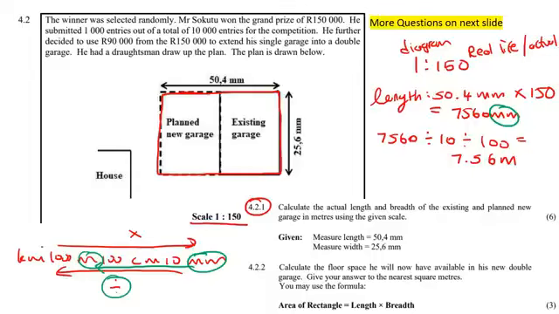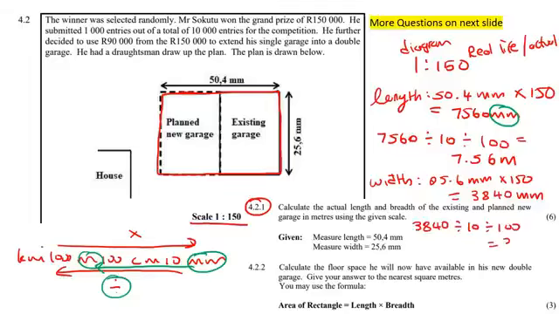Now we're going to use the exact same approach for the width. So we know that it's 25.6. So we're going to multiply that by 150 to get the real life length, which is 3,840. But that's still in millimeters. We have not converted it. Then to change it into meters, we will do the same conversion, and that'll be 3.84 meters. Okay, so now it says calculate the actual length and breadth. Okay, we've done that. Fantastic.